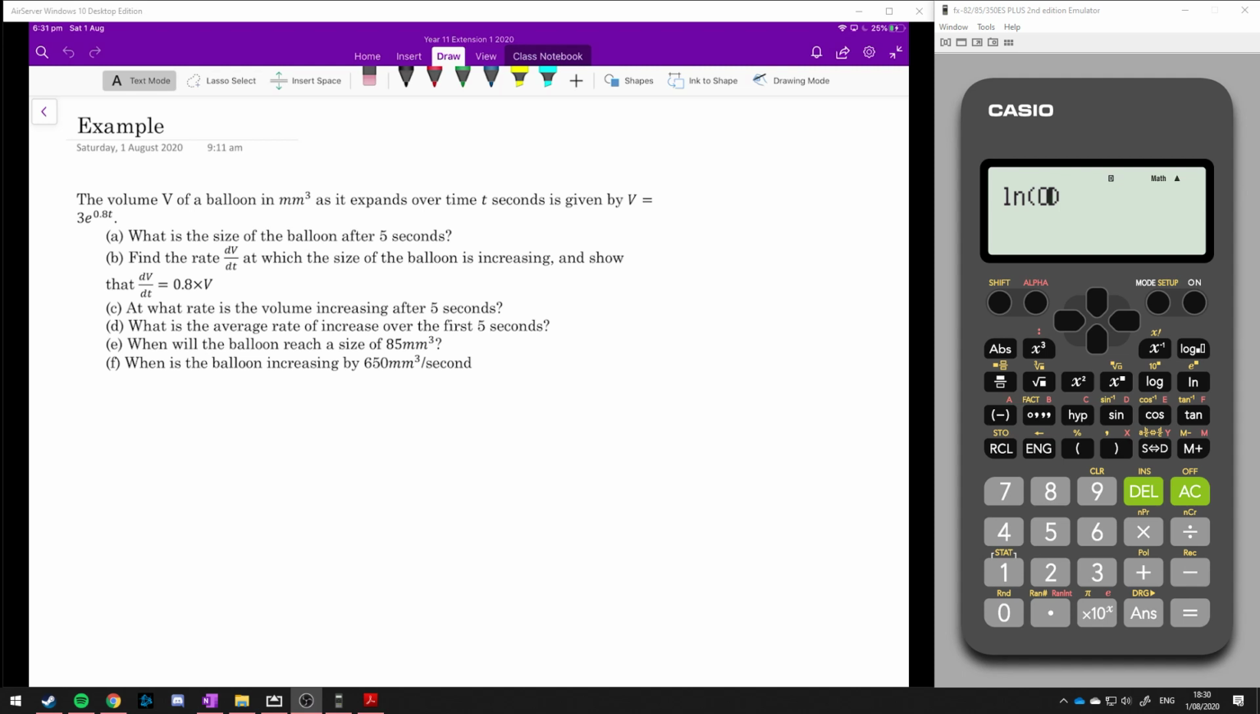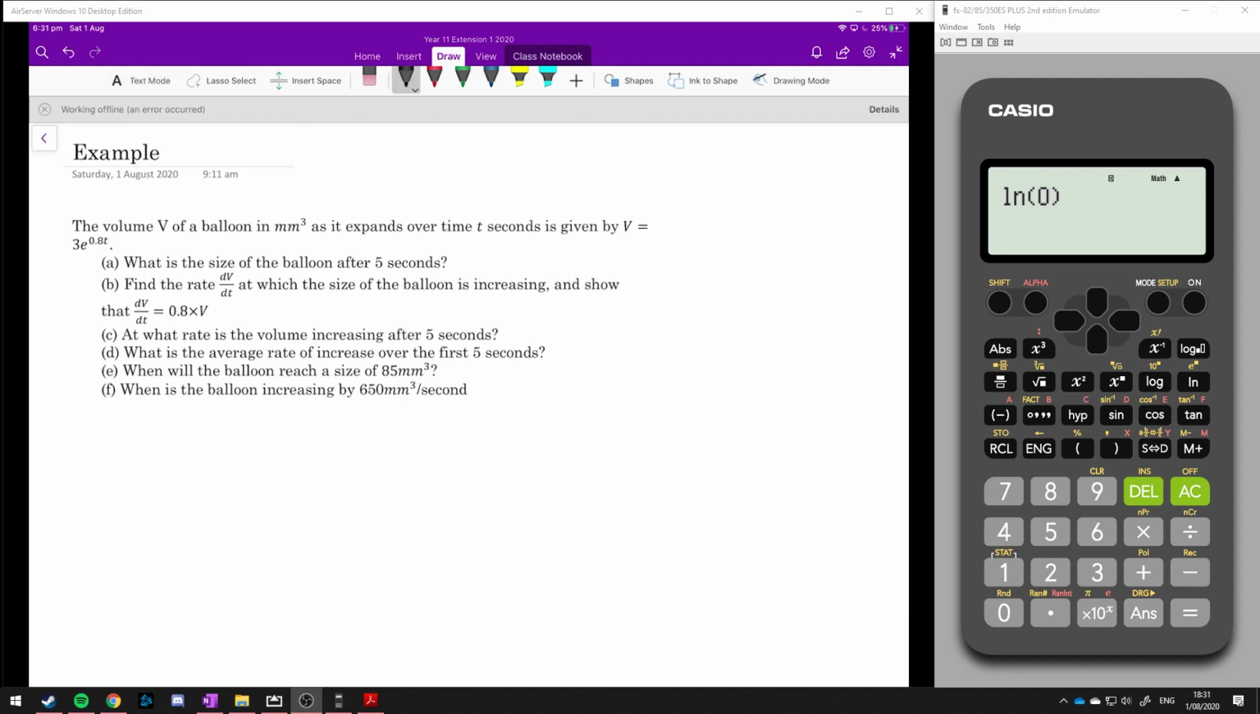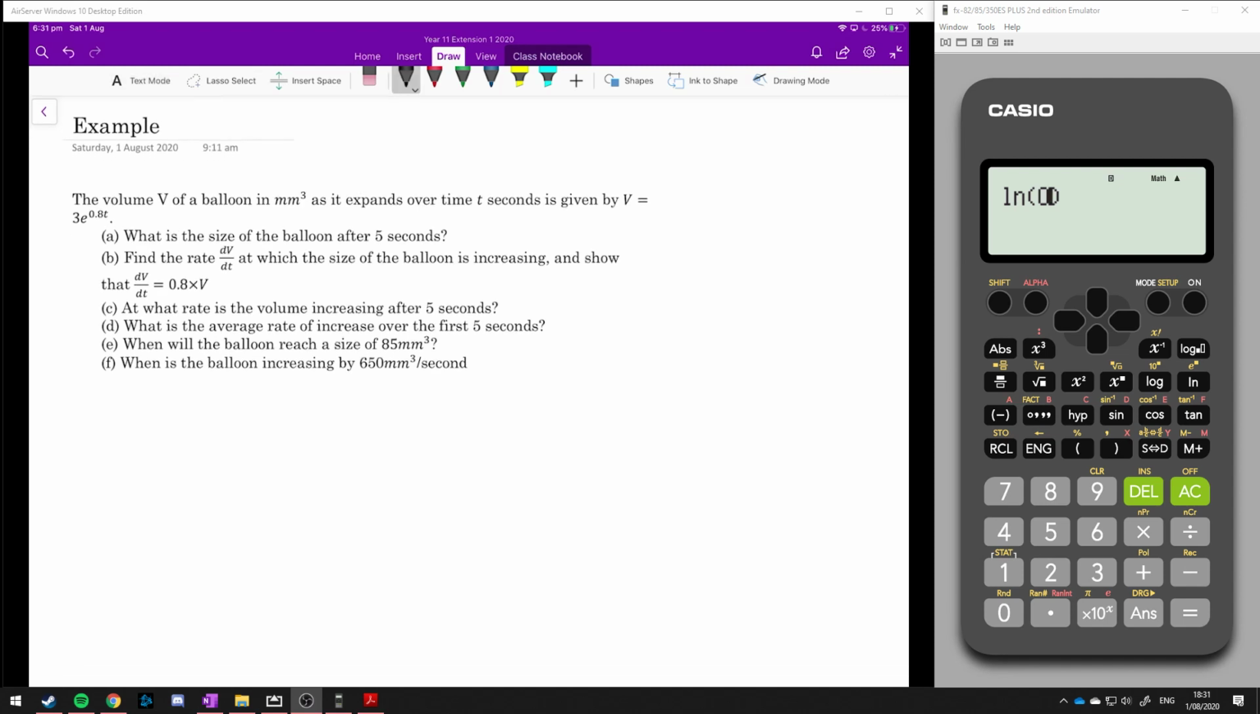Okay, so one of the cool things that we can do with these exponential functions is we can actually solve some problems involving exponentials. So, let's have a look at an example. We've got the volume V of a balloon in millimeters cubed as it expands over time at t seconds is given by V is equal to 3e to the power of 0.8t. What is the size of the balloon after 5 seconds?